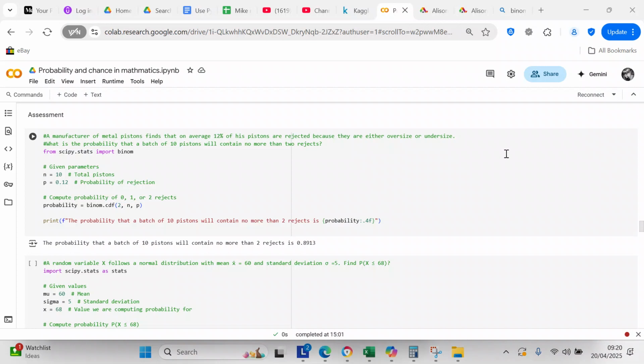So probability equals binom.cdf(2, N, P), and the probability that the 10 pistons will contain no more than 2 rejects is 0.8913.